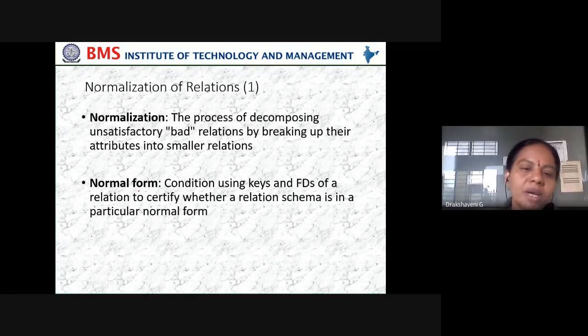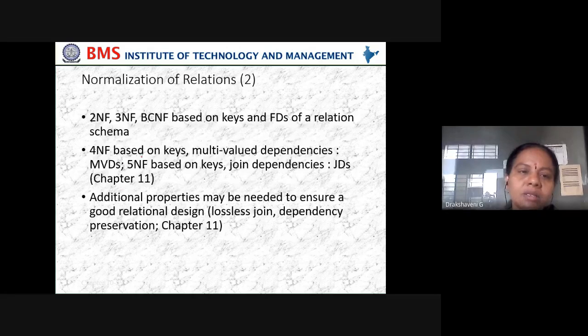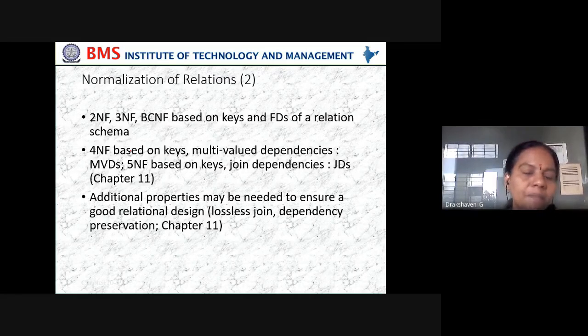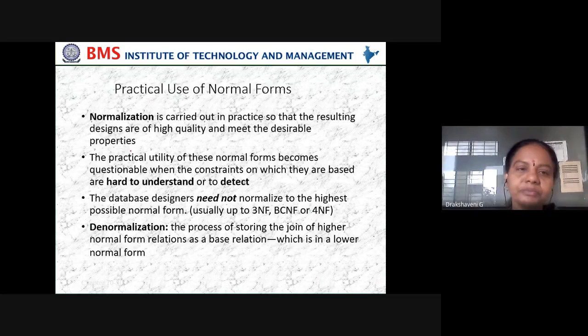What is a normal form? Conditions using keys and functional dependencies of a relation to certify whether a relation schema is in a particular normal form or not. That is what is called a normal form. In normalization, we see whether it is first normal form, second normal form, or third normal form. But in your syllabus, we have only 1NF, 2NF, 3NF and BCNF. We don't have 4NF and 5NF.